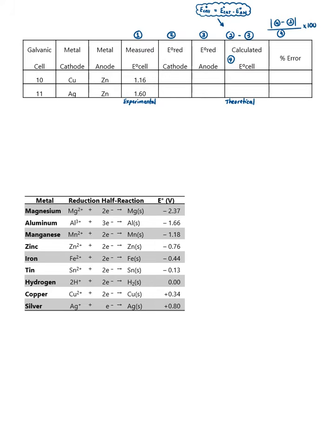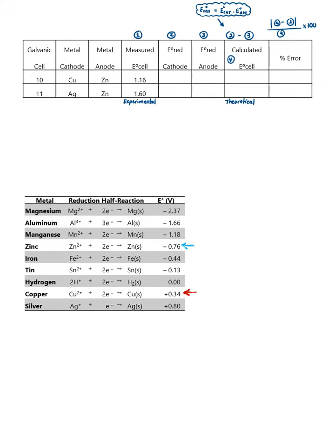So I'm going to look at the table and I'm going to find out the potentials for the reactions that I'm looking at. So for my galvanic cell number 10, I have copper and zinc. So copper is down here, and then zinc is over here. So you can look at which metal you have in the cathode to identify the number that you need here for your cathode, and which metal you have in the anode to find out what number you need here in number 3 for the anode.